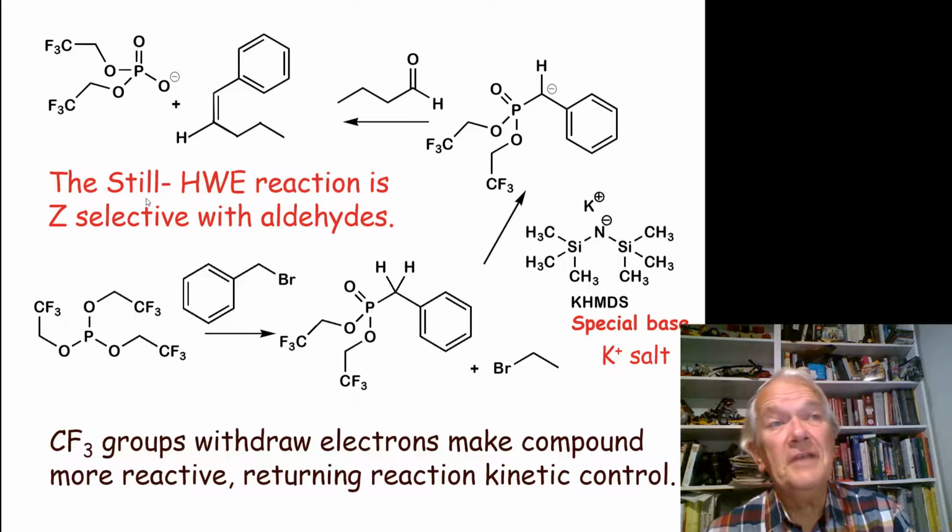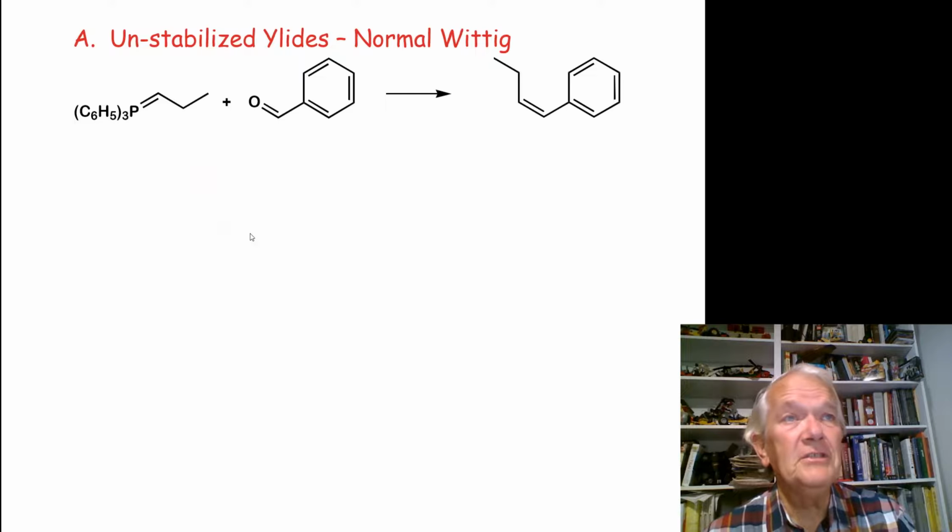So there are actually 4 variants here now, which seems like maybe more than we need. But anyway, let's just summarize these. A normal unstabilized ylide is a normal Wittig.